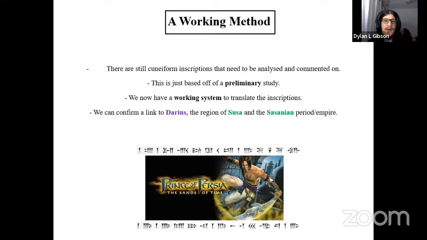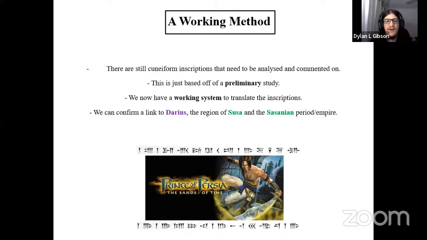So now that we have a working method, there's still a lot of the other cuneiform inscriptions that need to be analyzed, and this will be for me to do just now. Actually, when I'm done doing this, I'm going to finish my article and then send it to get published. Well, I'm still going to make a few edits first. And yeah, that is based off of the preliminary study. So I still have maybe a lot more work. It's maybe a whole week's worth of a little bit of extra researching and double checking. And yeah, so we now have a working system that we can apply to figuring that out.